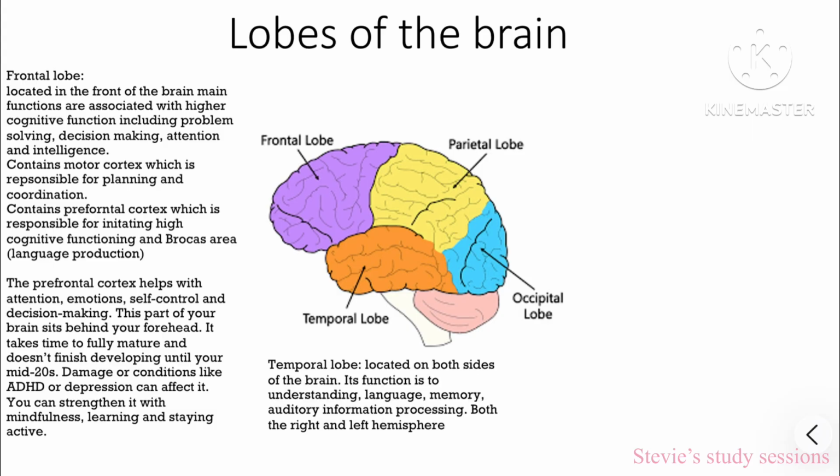The temporal lobe is located on both sides of the brain, and its function is to understand language, memory, and auditory information processing.